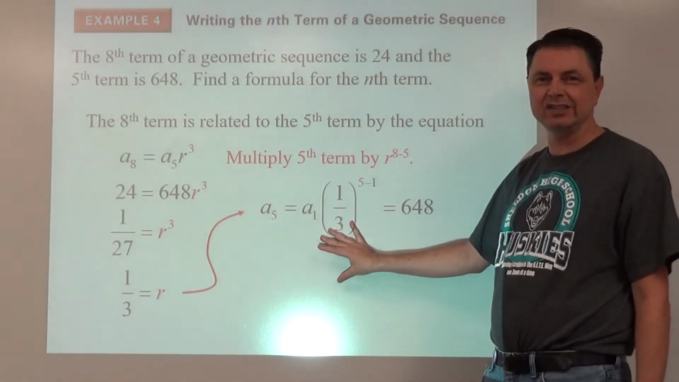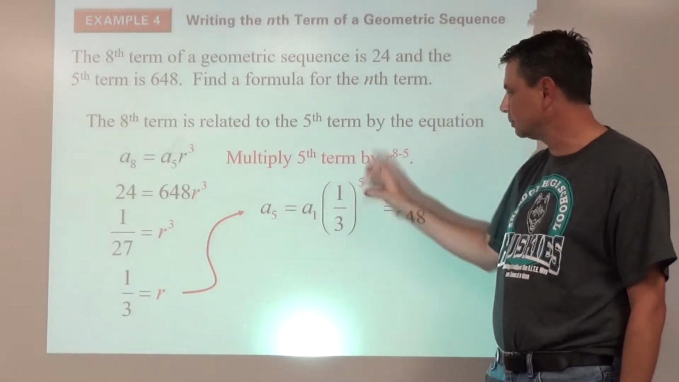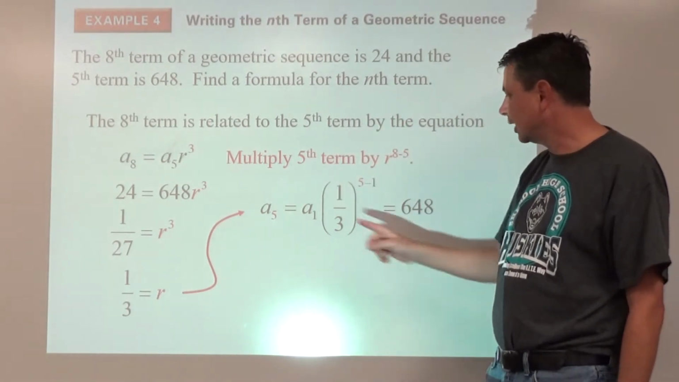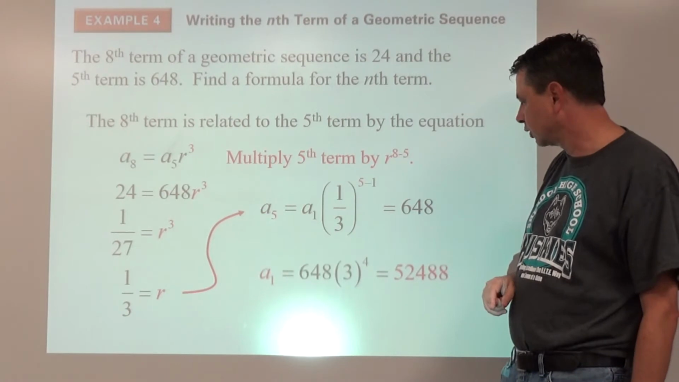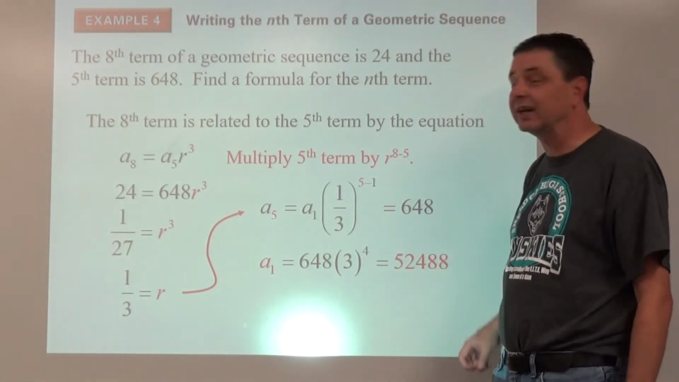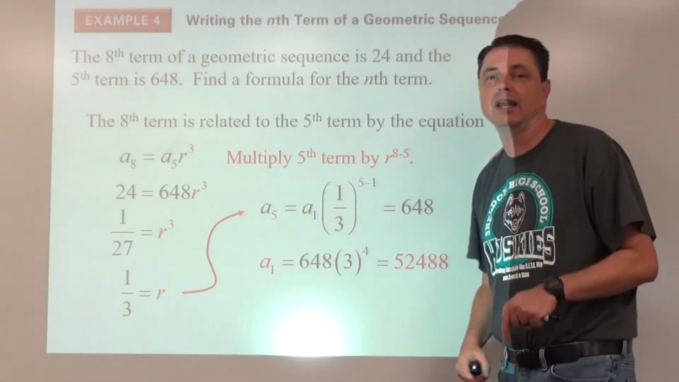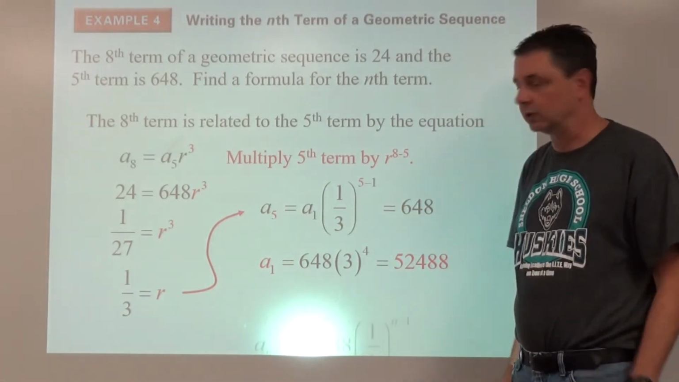Yeah, we could divide by this. I think it's easier though, with this being the fraction. How about we just multiply by the reciprocal? Include the power. So a sub 1 would be 648 times 3 to the 4th power. We get 52,488. Finish the problem. A sub n equals a sub 1 times r to the n minus 1.